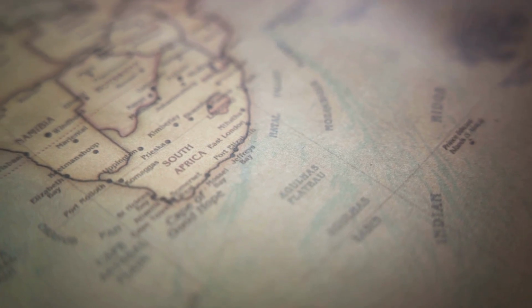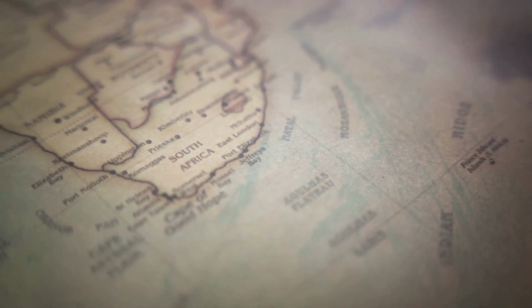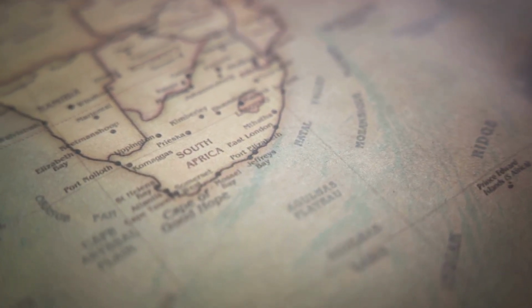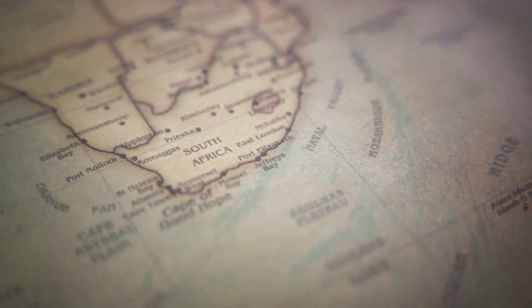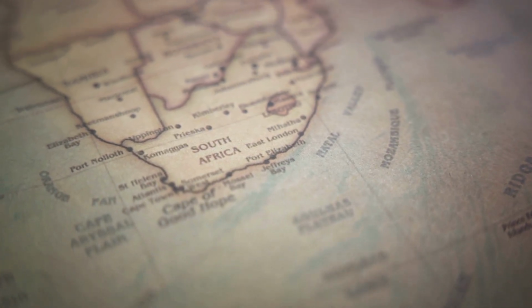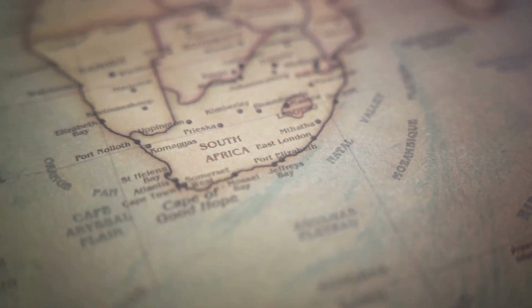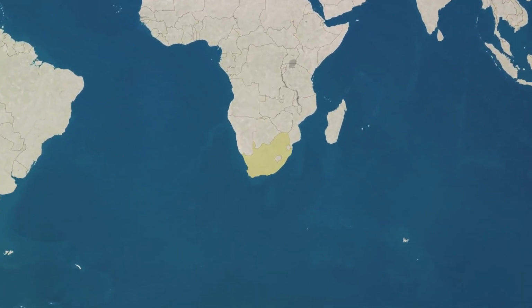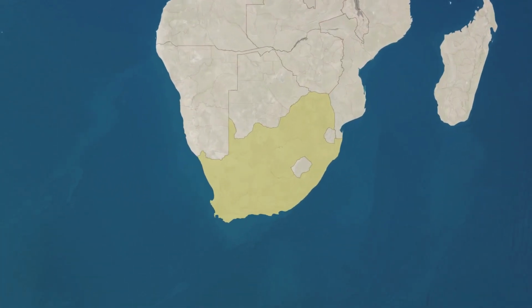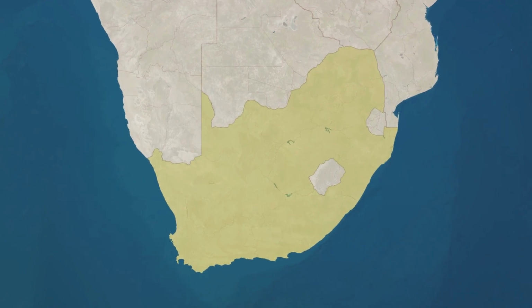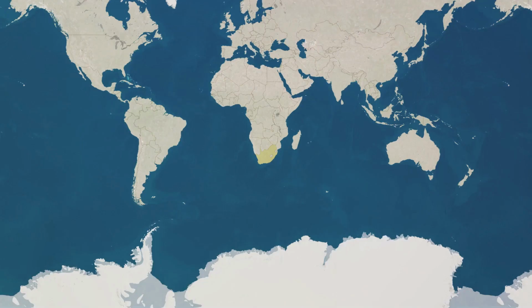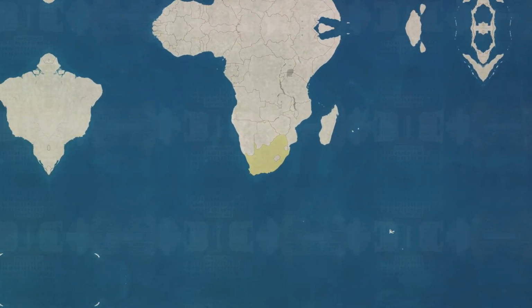This period was a whirlwind of expansion, conflict, and power struggles. It was a time when the map of South Africa was being redrawn, boundaries defined, and the groundwork laid for what was to come. This period of expansion and conflict set the stage for the creation of the Union of South Africa.